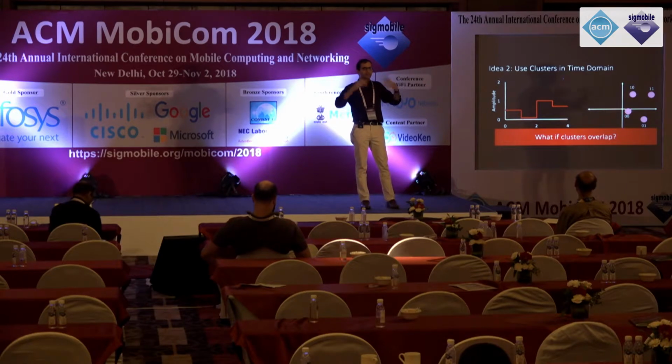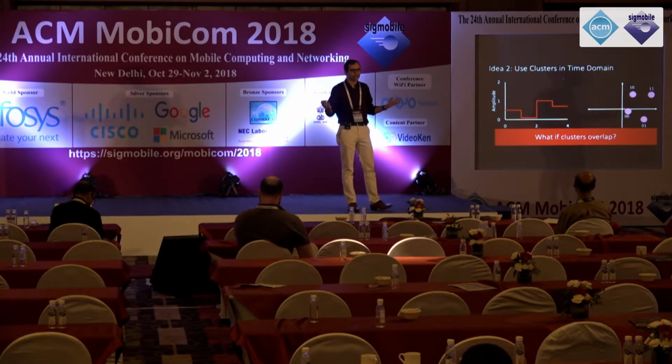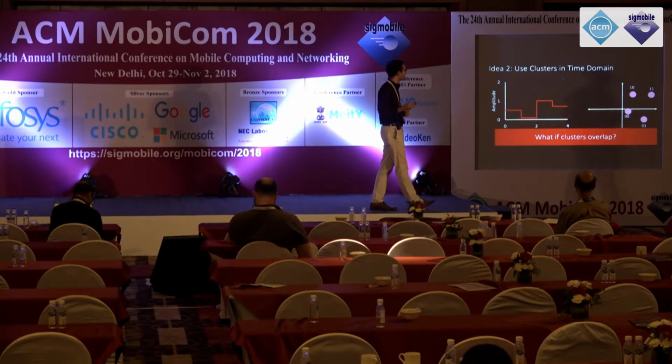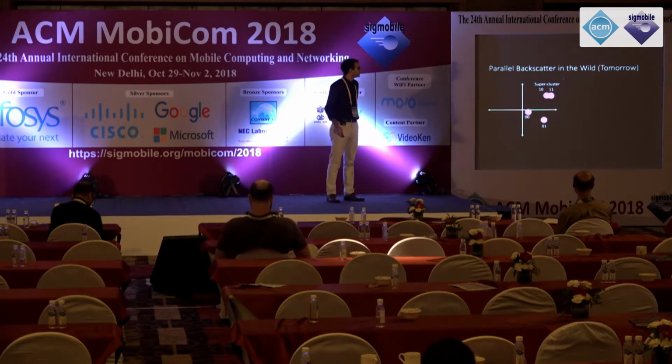And it happens more often when there are more tags colliding. So this is just 2. If they have like 4 tags colliding, you'll have 2 to the 4. And if you have 5 tags colliding, you have like 32 different responses. And those clusters are bound to overlap. So that's exactly the problem that a paper tomorrow is going to deal with. It's called parallel backscatter in the wild.